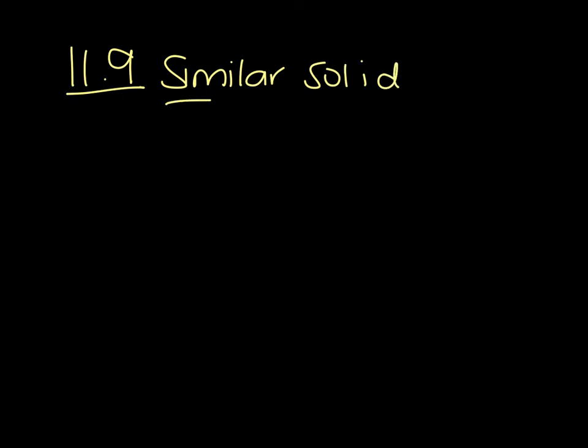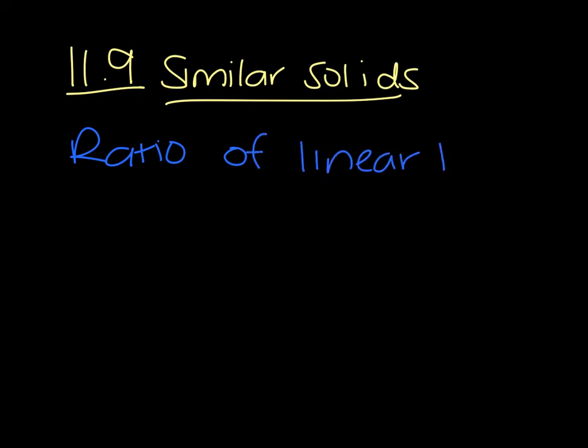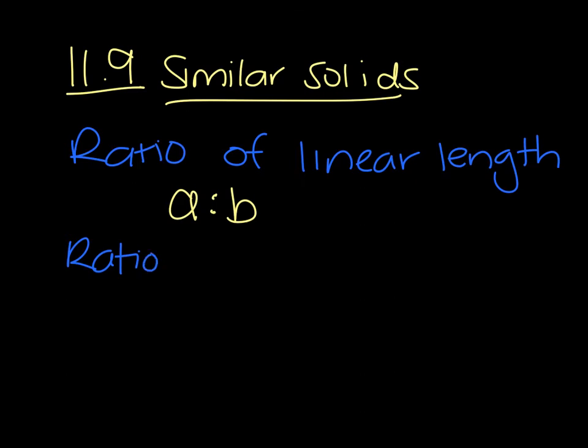So two solids that are similar have to be the same shape. You can't compare a sphere to a cylinder or a prism to a pyramid. They'd have to be the same shape as each other. And the ratio of the sides, or a linear length, which could be the radius, the side length, the height, the slant height, any of that stuff, it would be A to B. This would be the same for the perimeters. Ratio of the perimeters would also be A to B.